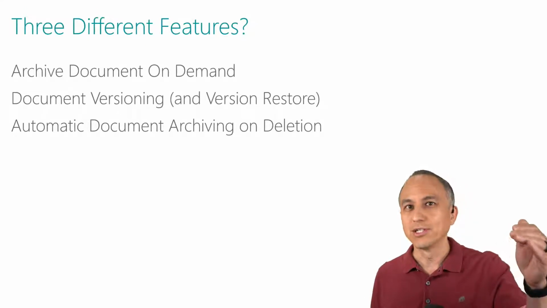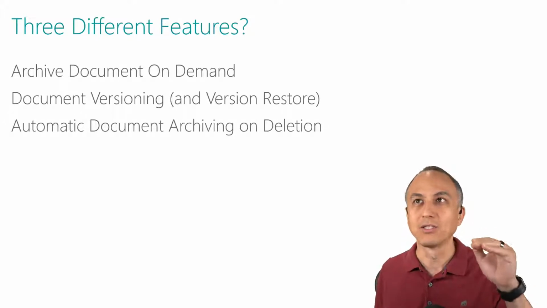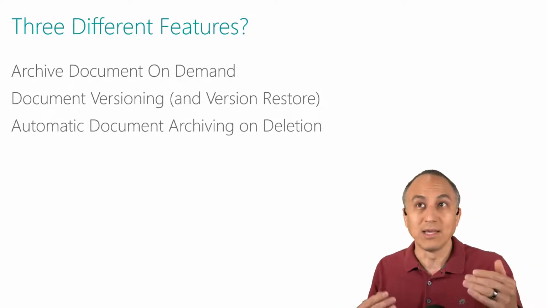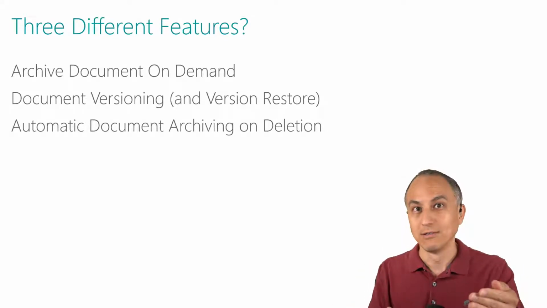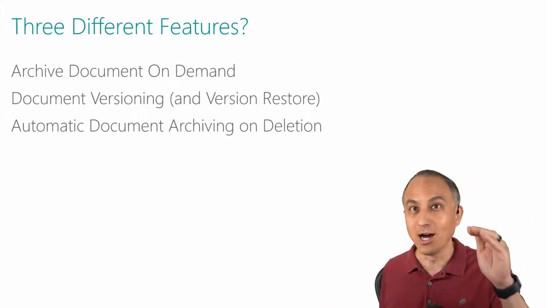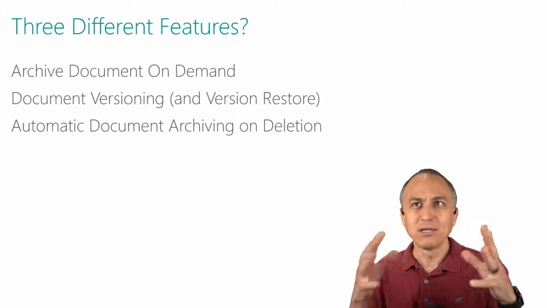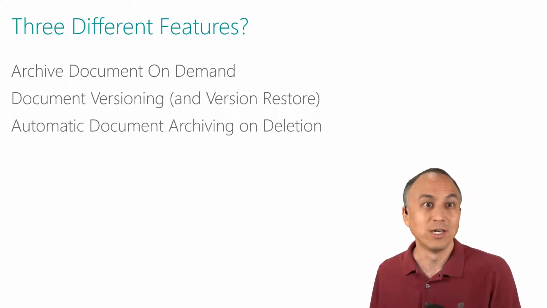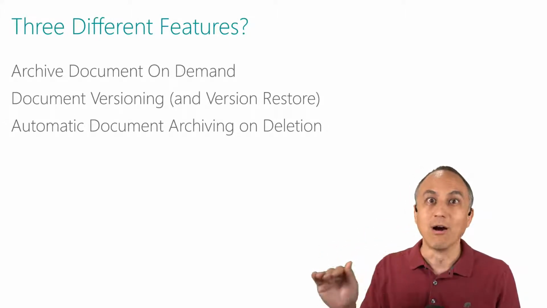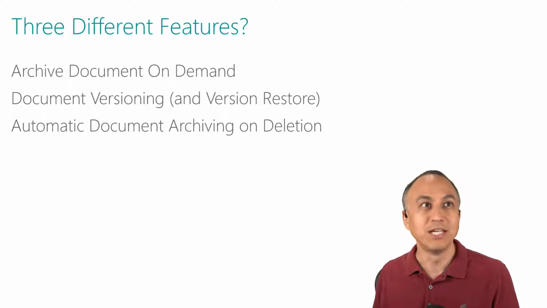And then there's the third variant of this feature, which is automatic document archiving on deletion. And this is, I think, a distinctly different feature. I mean, really, archiving on demand, document versioning, and then archiving on deletion, like, wow, this is a pretty interesting set of features related to archiving and just kind of tucked under document archiving as the title. So let's dig more into each of these.